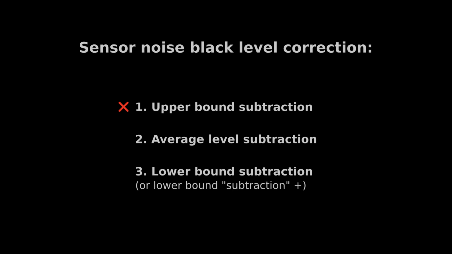Now, some of you may be thinking, quite understandably, well, Nathan, that's all well and good, but how on earth do we find these upper, average, and lower bounds of the sensor noise? And the answer is something called a dark image.